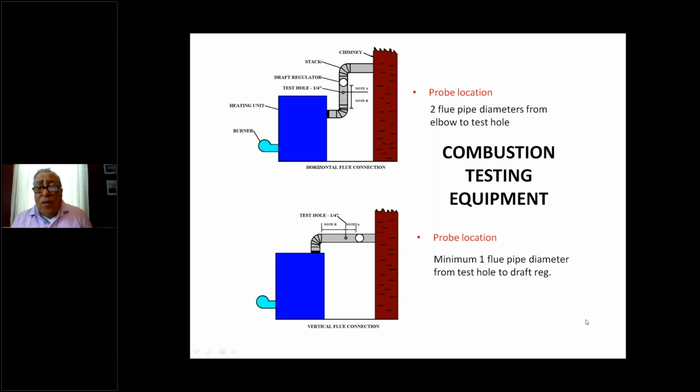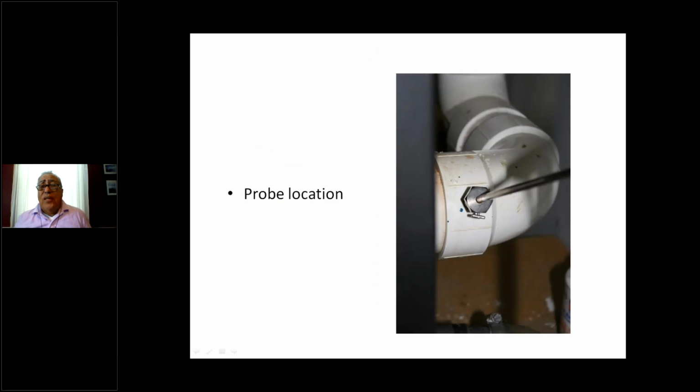Ideally, you want to be as close to the exit of the appliance as you can get. In this case, we're looking at a condensing boiler. We made the hole right there where the PVC joins the appliance. That's about as close as you can get. And of course, we're before the elbow, so we're not worried about the turbulence. So you really want to be as close as you can to the exit.